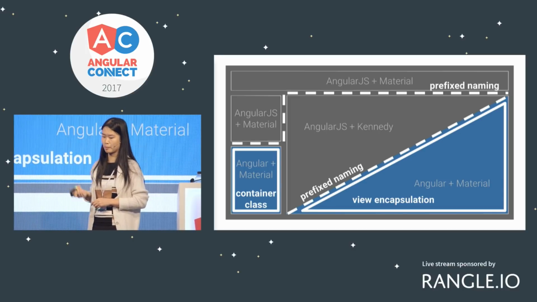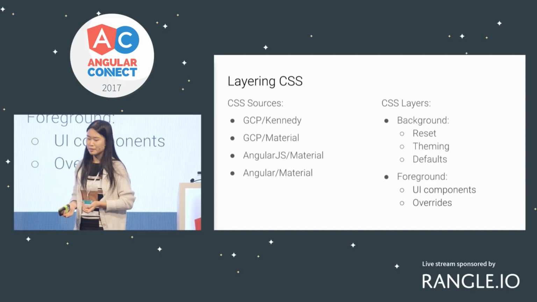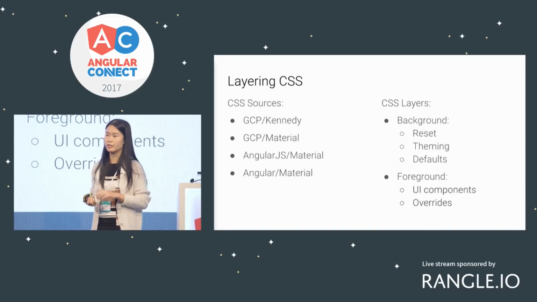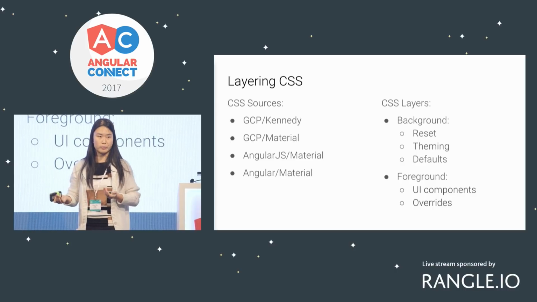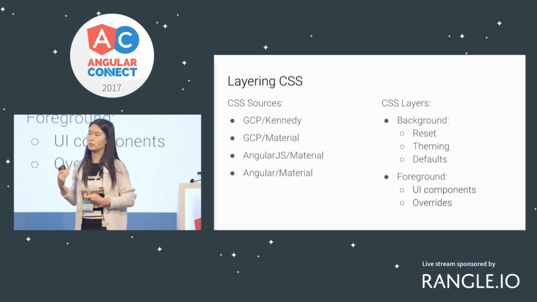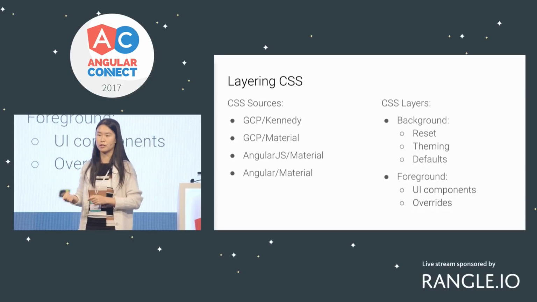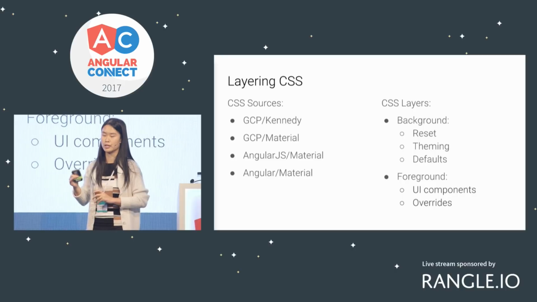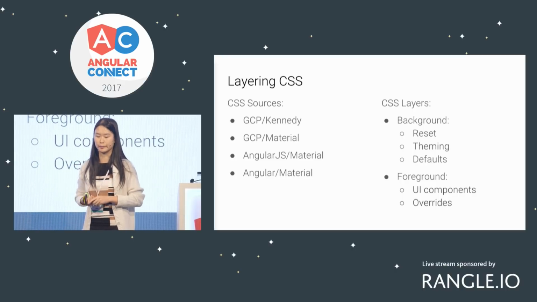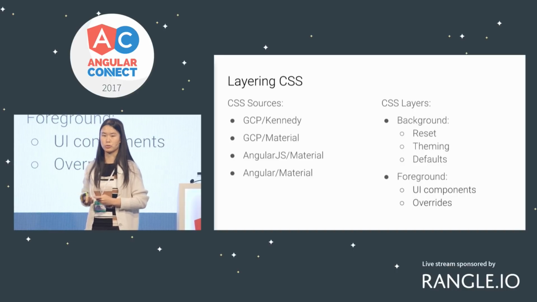So let's talk about layering. Why do we need to layer? Well, it's because we have a million sources of CSS. We've got our own Kennedy styles, our own Material styles. As I already mentioned, we're also using AngularJS Material and Angular Material. And each of these sources is split into what I'm terming the background and the foreground styling. The background is theming and reset and HTML defaults and things that apply pretty globally. Whereas the foreground comes with UI components and is also used to override other pieces of styling that you might not like.